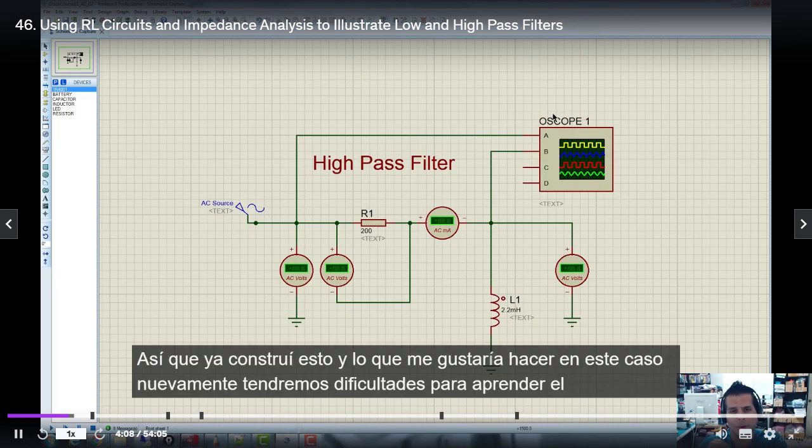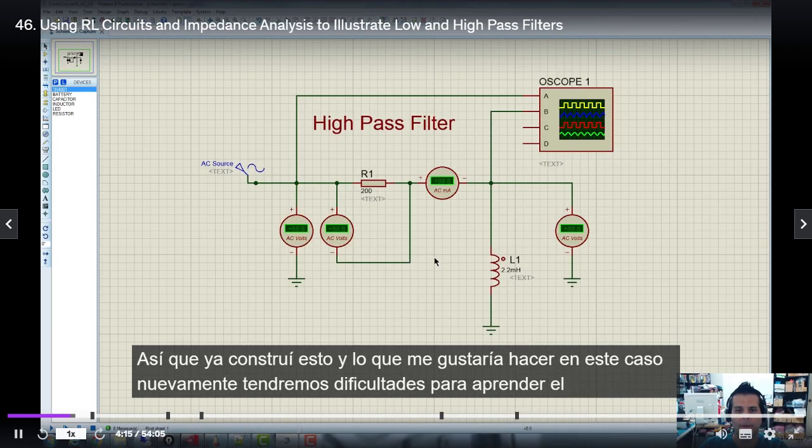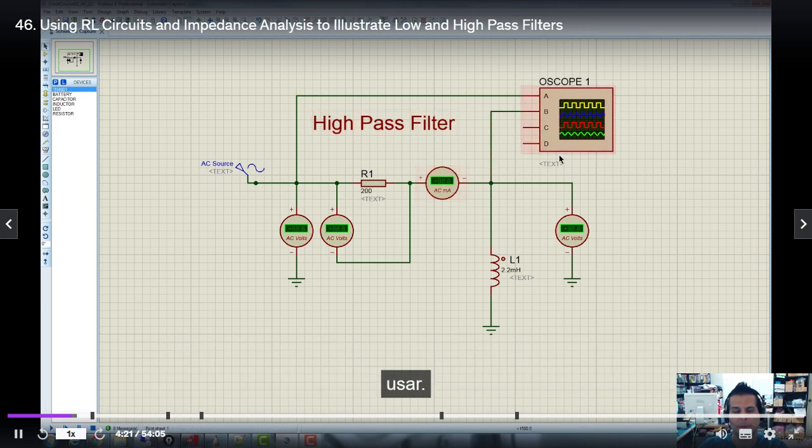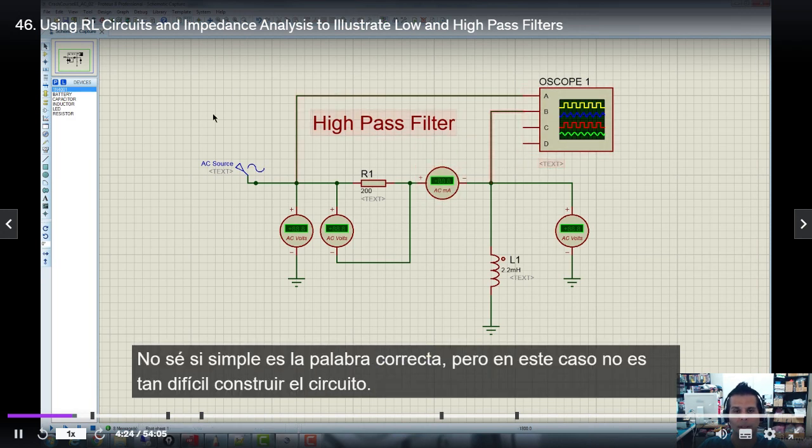All right, so I've already built this. We're going to have a hard enough time learning Circuit Maker that I don't want to confuse you with other tools. But this is so simple to use. I don't know if simple is the right word, but in this case, it's not that hard to build this circuit.